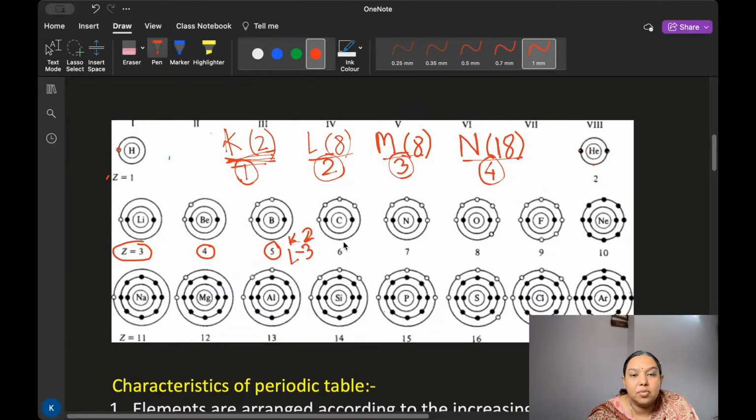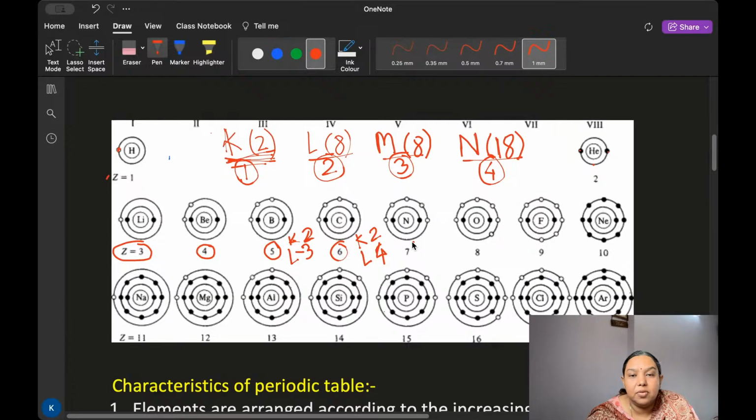Next we go to carbon with atomic number 6. In K shell we have 2 electrons filled. Out of 6, 2 electrons are filled in the K shell. So 4 electrons are remaining, which go to the L shell. So here we see 1, 2, 3 and 4 electrons.